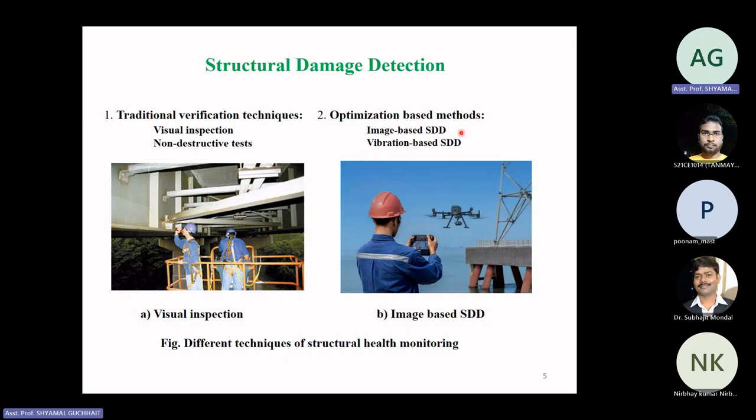In optimization based methods, we can have image based methods or vibration based methods. Vibration based method means that we will use the vibration data, either natural frequencies or mode shapes, or we can use the time domain data like acceleration, velocity, displacement. And you can see in this image also a drone, which is used to collect raw images from the structures, and with these images, we can perform structural damage detection, identify the damage position, as well as quantify the damage.